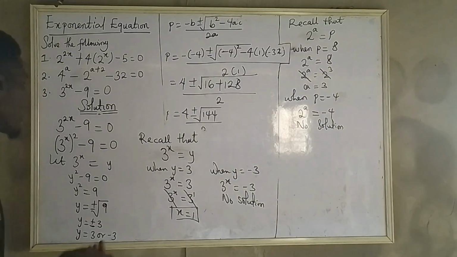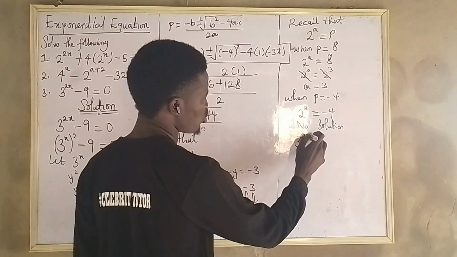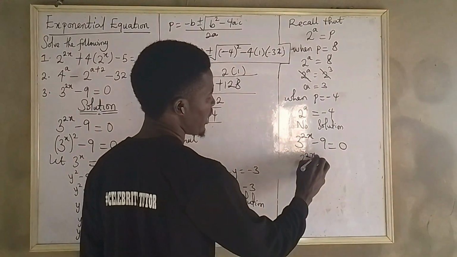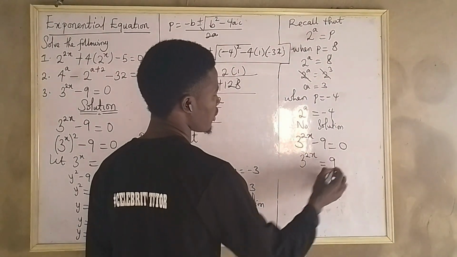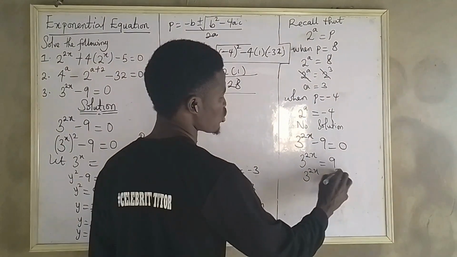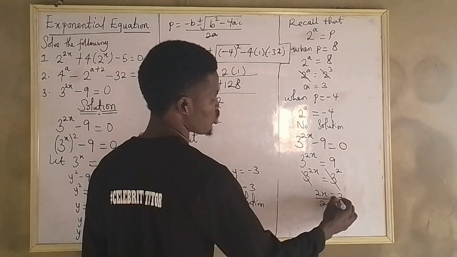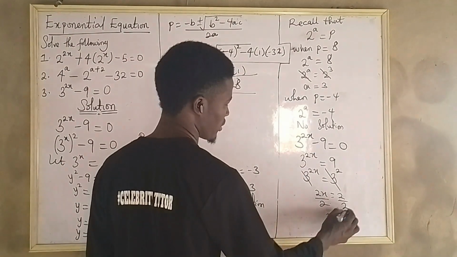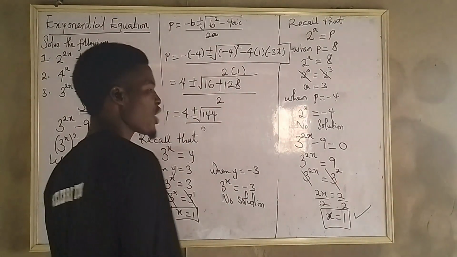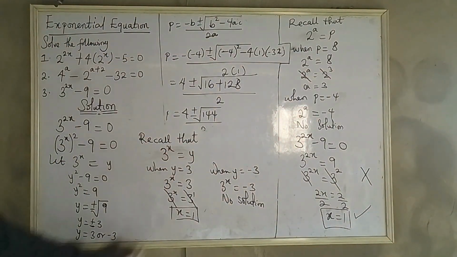But if it is an objective question, then you have to solve it the first way I did it, which is 3 raised power 2x minus 9 equal to 0. That is 3 raised power 2x equal to 9, and this is 3 raised power 2x equal to 3 raised to power 2. This will cancel this. 2x equal to 2. Divide both sides by 2, and then x is equal to 1. So if this is an objective question and you solve it this way, you are correct. But if it is a theory question and you solve it this way, you are wrong. But if it is theory, you solve it like this.